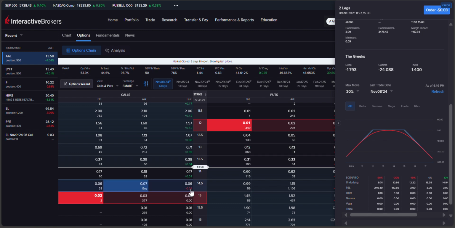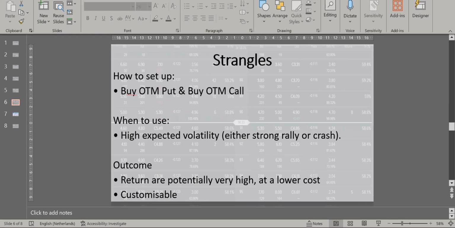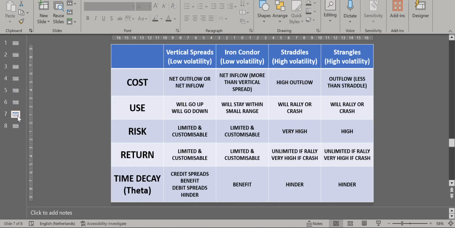There are other complex strategies, but those have to stay for another video, because I don't want to make this video too long. And so basically this is a breakdown of all that we have been talking about: vertical spreads and an iron condor. And of course we are talking about the normal versions of the trades. Vertical spreads, the iron condor, not the short iron condor. And here the straddles and the strangles are the long versions of those strategies.